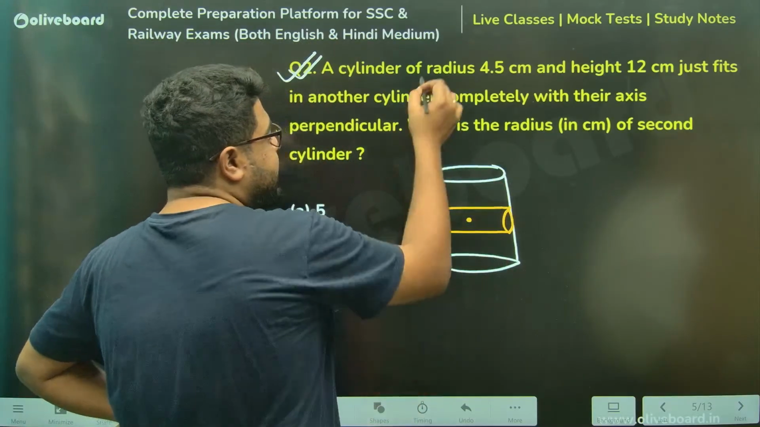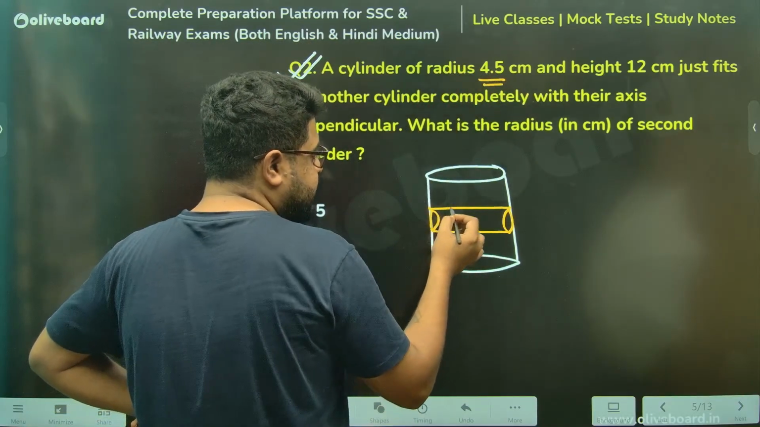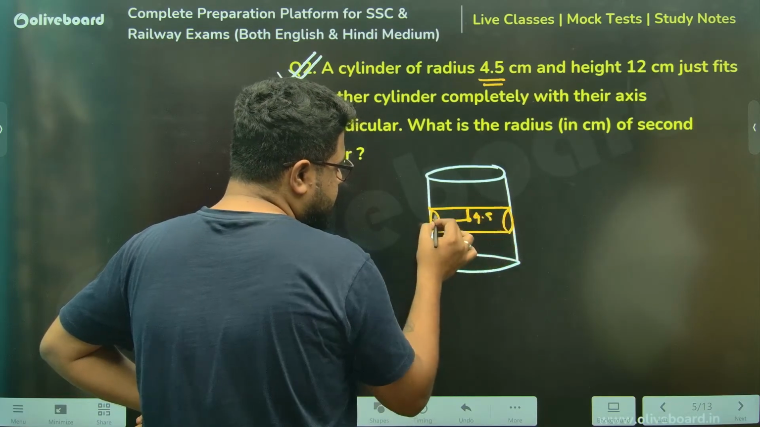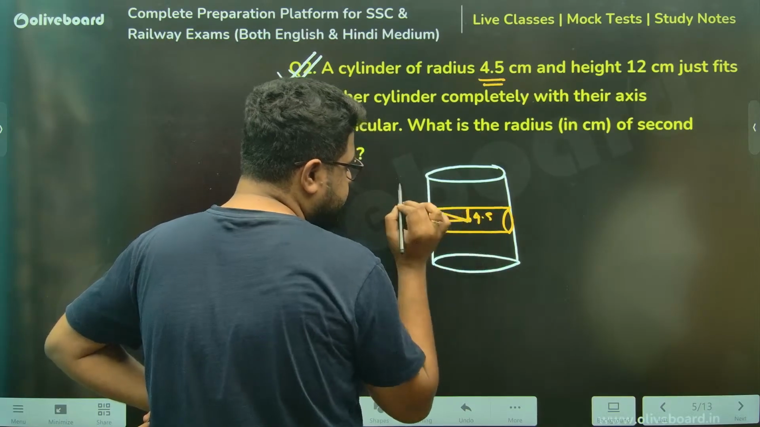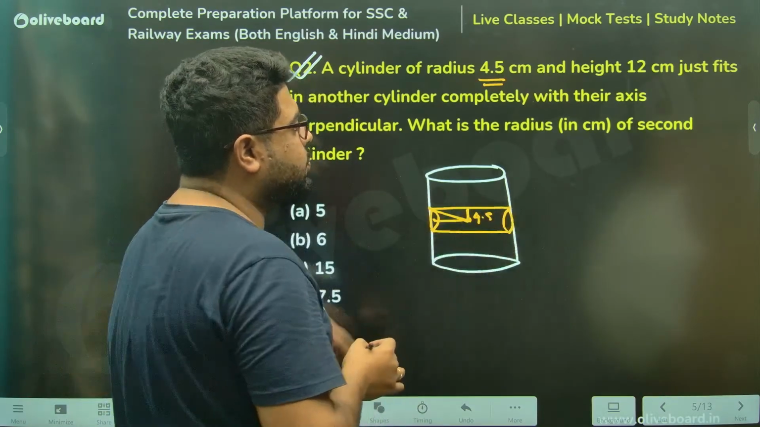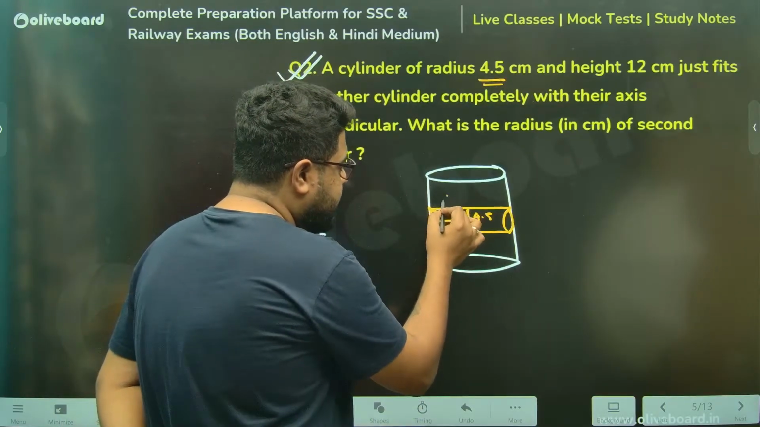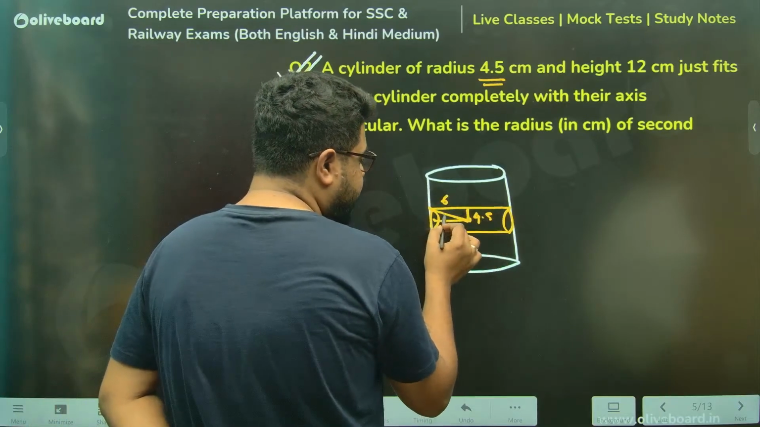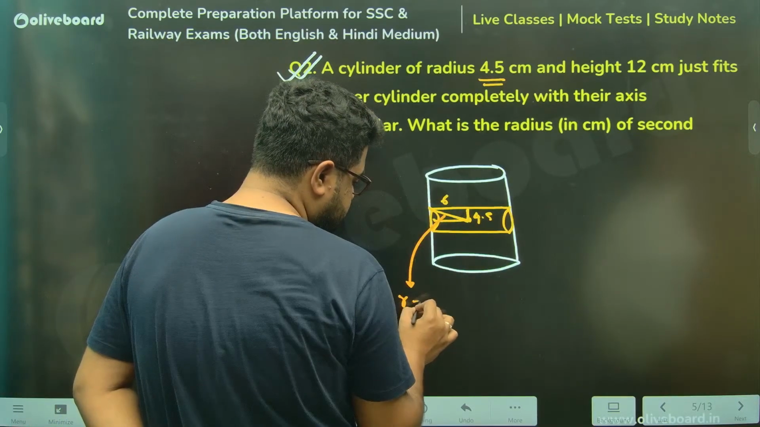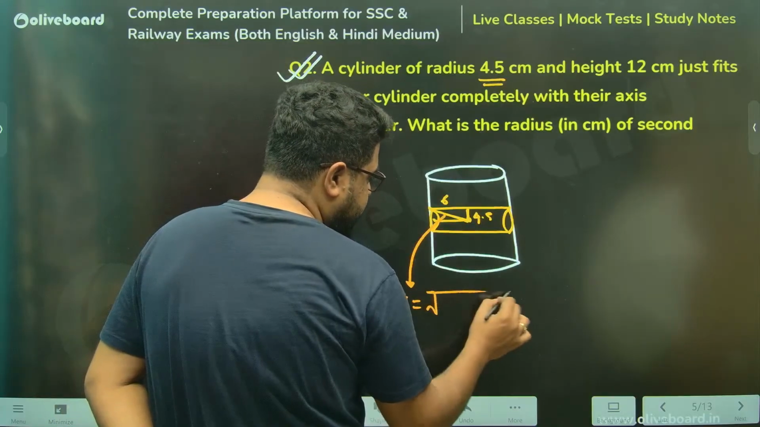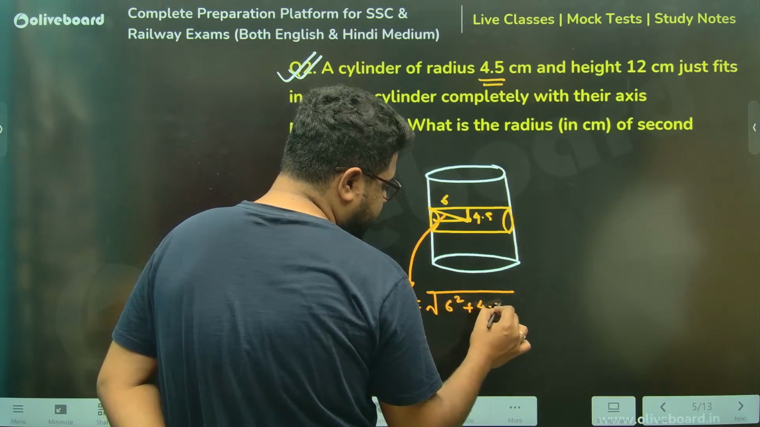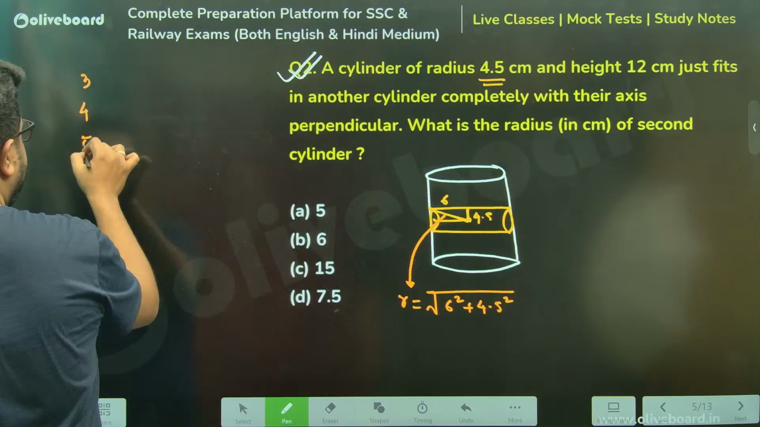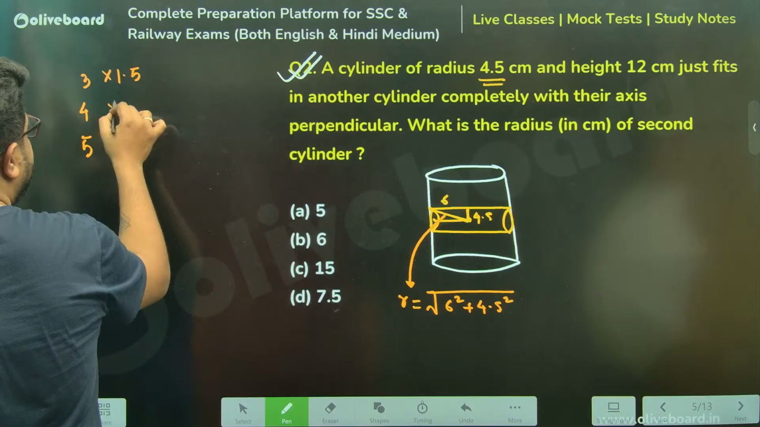This cylinder has a radius of 4.5, and they are asking us to find this radius. This length is 12 centimeter, so this will be half. Think about the circle problem. So this is 6 and this is 4.5. The radius of the bigger cylinder will be the square root of 6 square plus 4.5 square. And actually this is a Pythagorean triplet. 3, 4, 5 is a Pythagorean triplet. Multiply each one with 1.5.